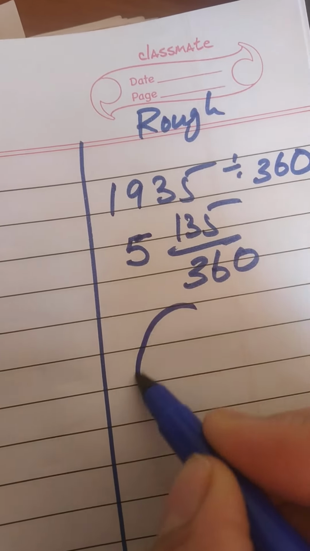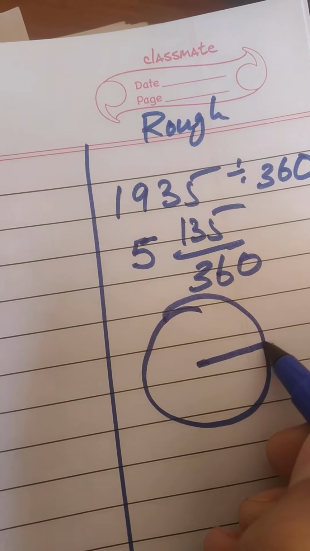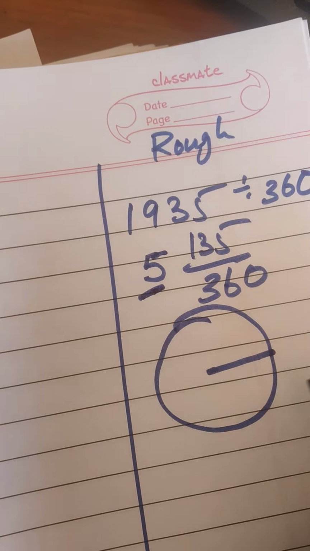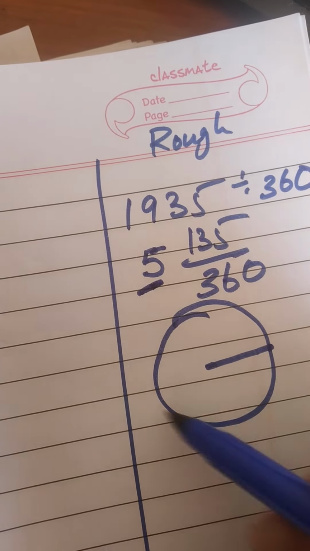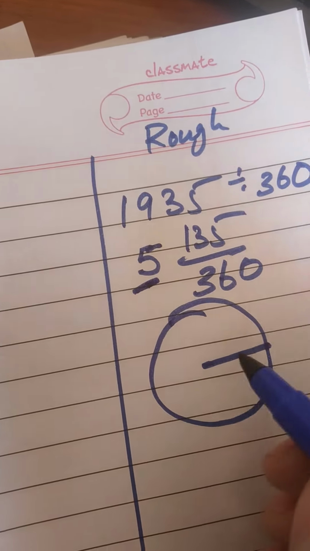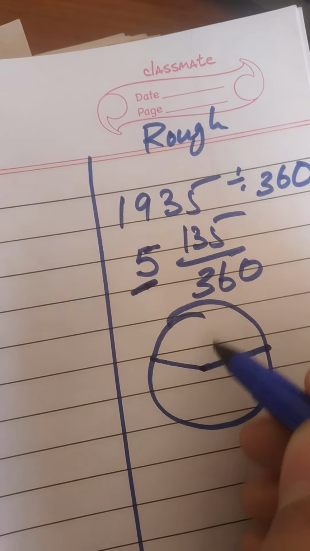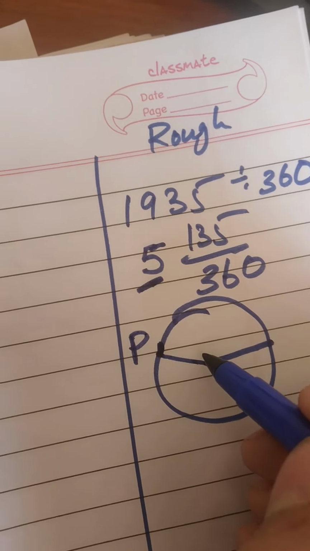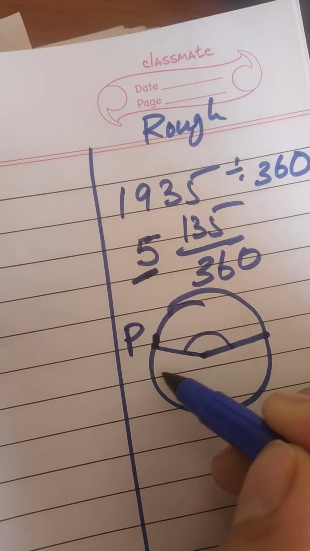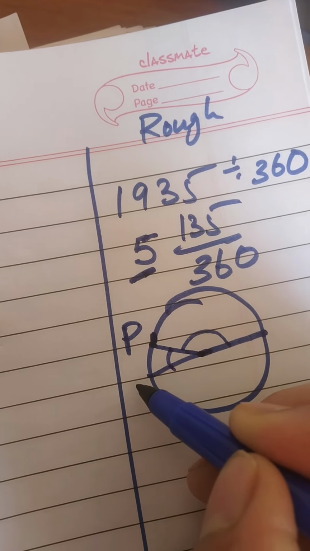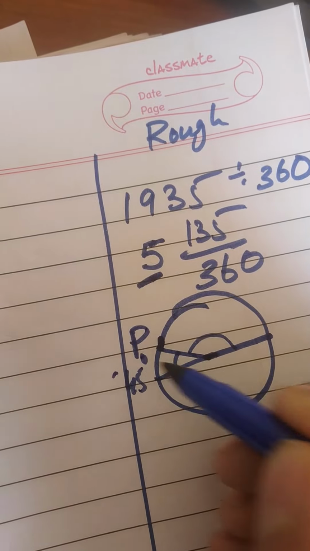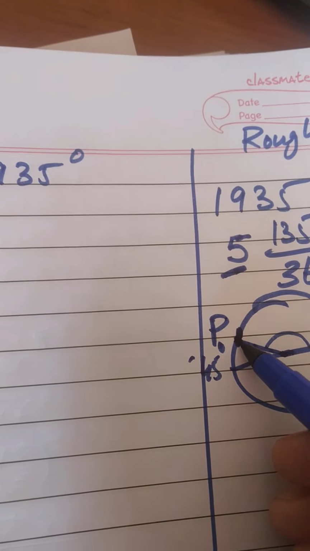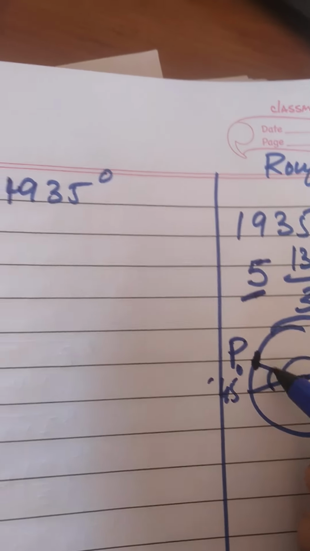That means after 5 rotations, these are 5 full rotations of 360, so 1 rotation, 2 rotations, 3rd, 4th, 5th. This is 135 more. That means this is the location of the point in the second quadrant. And how much is this angle? It is 135. That means this angle is 45 degrees. So we have to find the cos of this point.